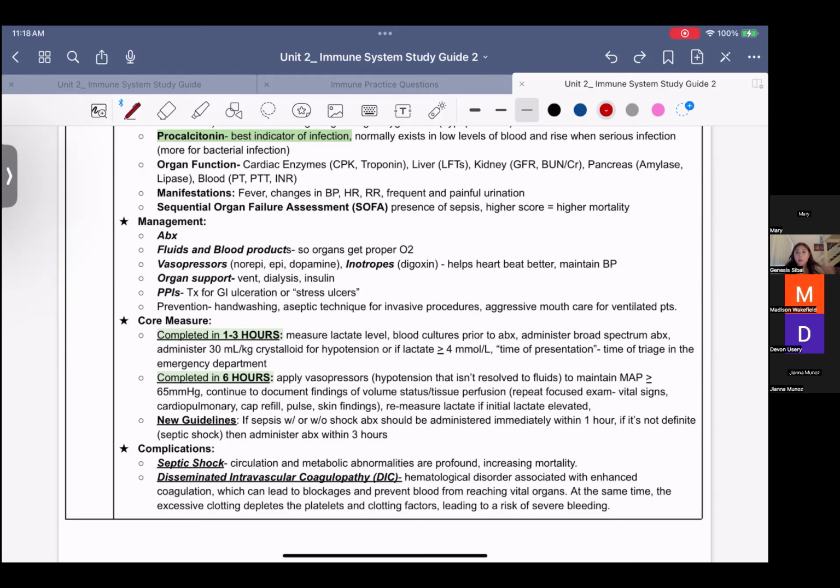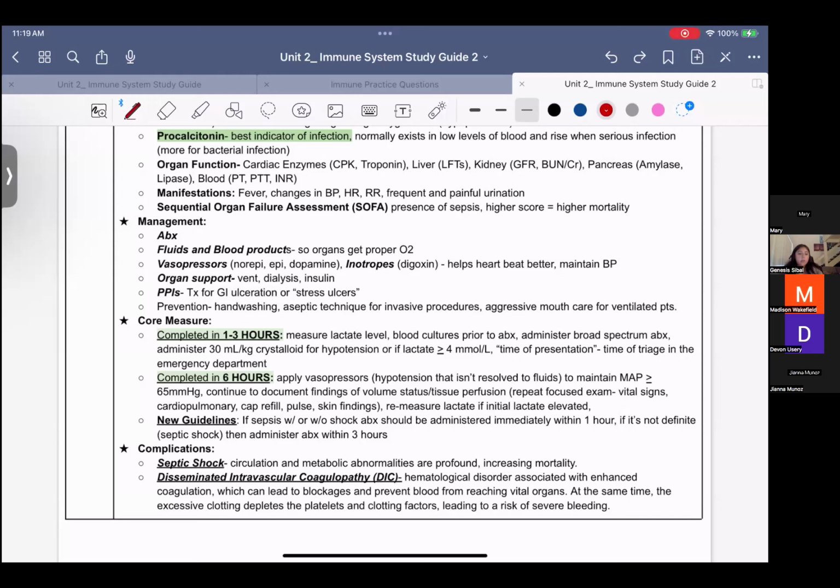With the blood, you see more clotting factors, remember? With the patho, we're talking about vasodilation, permeability, and clotting factors. So with PT, PTT, and INR, we're literally talking about clotting time. How long does it take the body to clot? We're going to see it happening a lot faster. And then the manifestations, which we talked about.